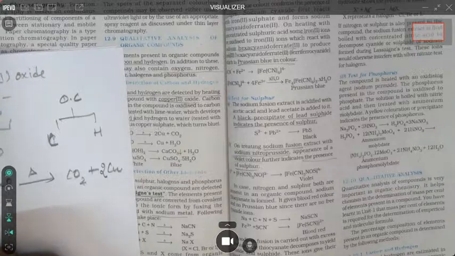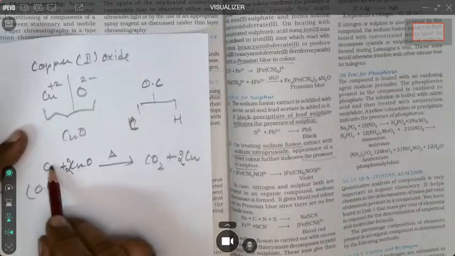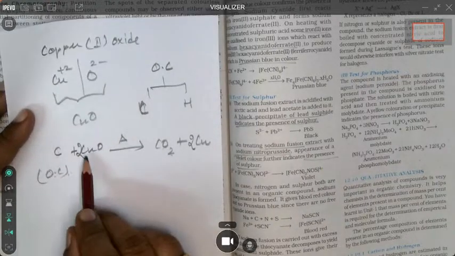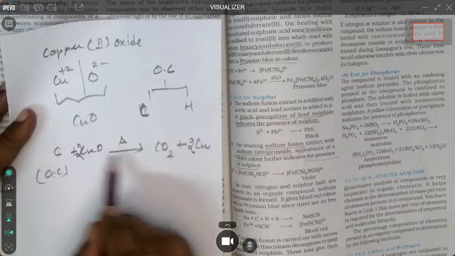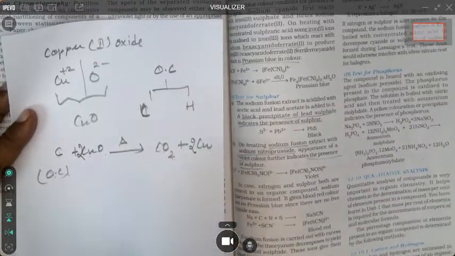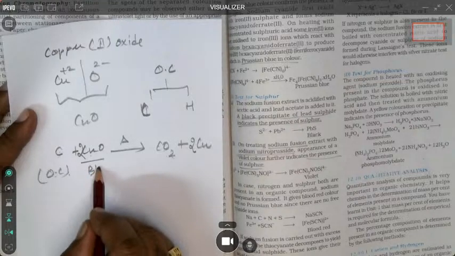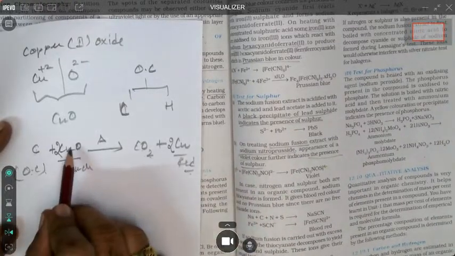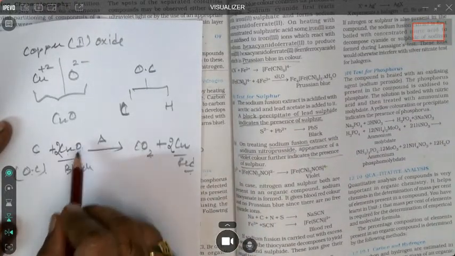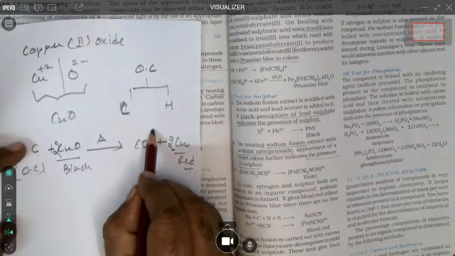So this is the carbon from the organic compound, and that is treated with copper 2 oxide. When it is heated, you are able to get copper plus carbon dioxide. What is the color of copper oxide? It is black. Okay, so the black becomes red. That indicates a change of color, no? That indicates the copper oxide from which oxygen is removed, and this oxygen is added to the carbon so that you can find the carbon dioxide as gas.